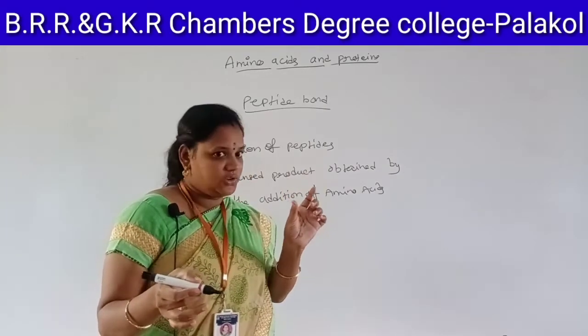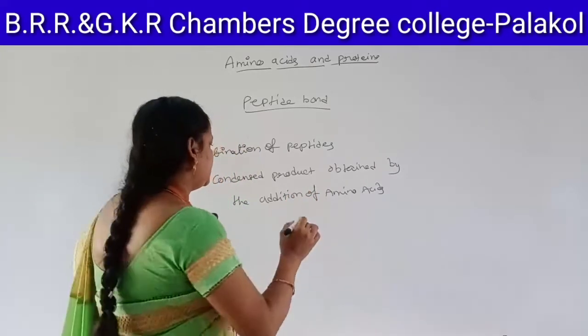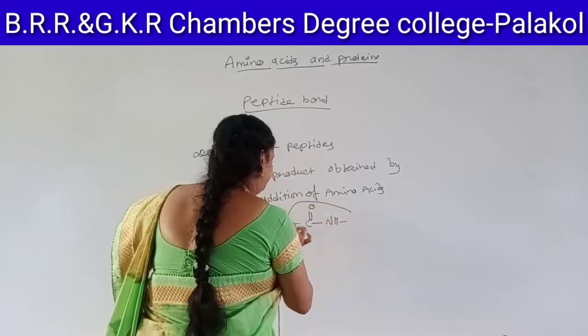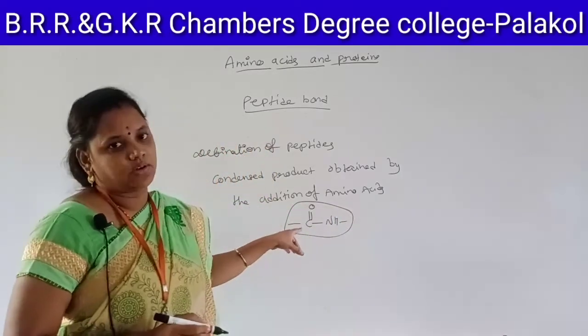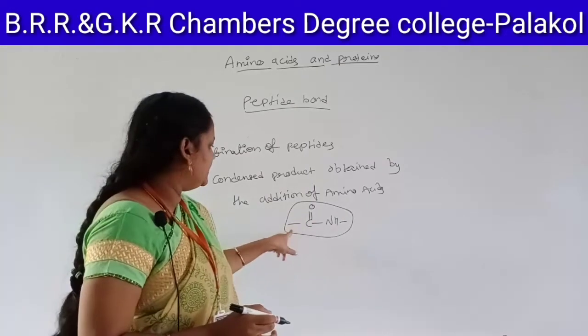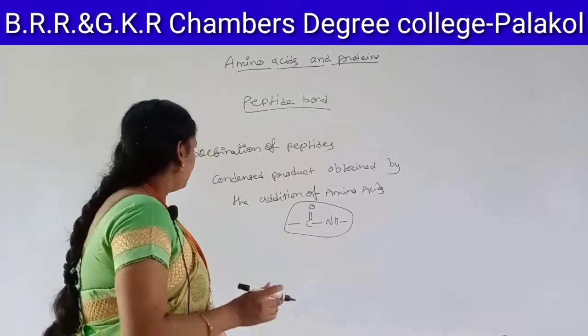When we condense them, a bond is formed with a linkage C double bond O NH. This is called peptide linkage or peptide bond.